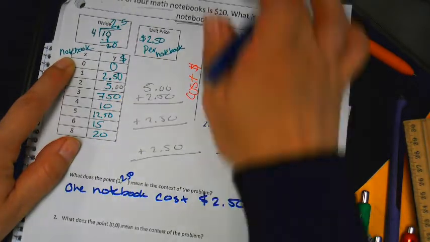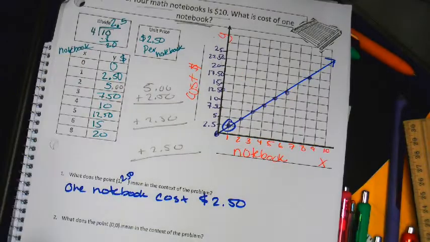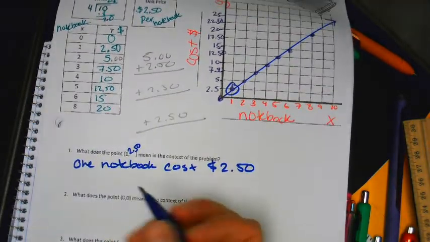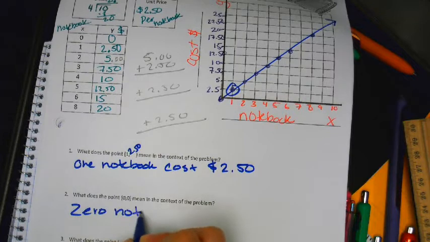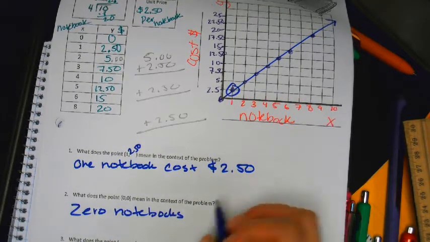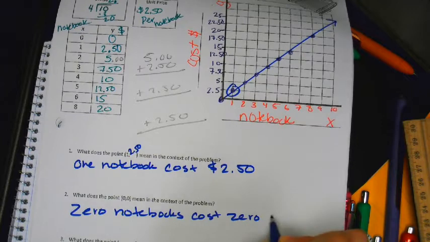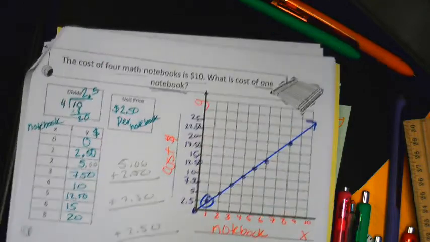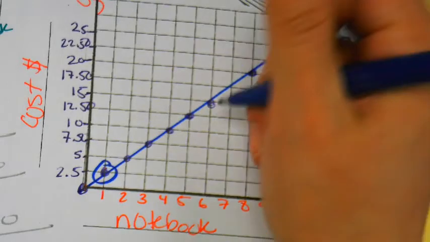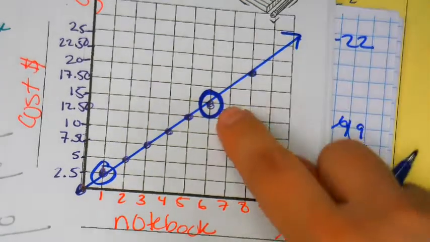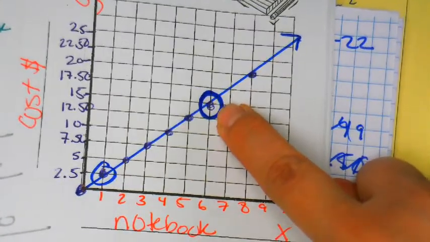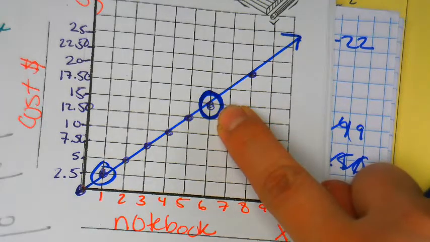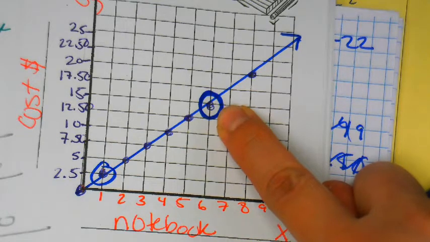Okay? What does the point (0, 0) mean in the context of the problem? 0 notebooks cost $0. What does the point... Okay, I'm going to circle this point. What does that point mean in the context of the problem? So sometimes they'll just give you a graph and they'll circle it and they'll ask you, what does this mean in the context of the problem? And they won't give you a word problem.